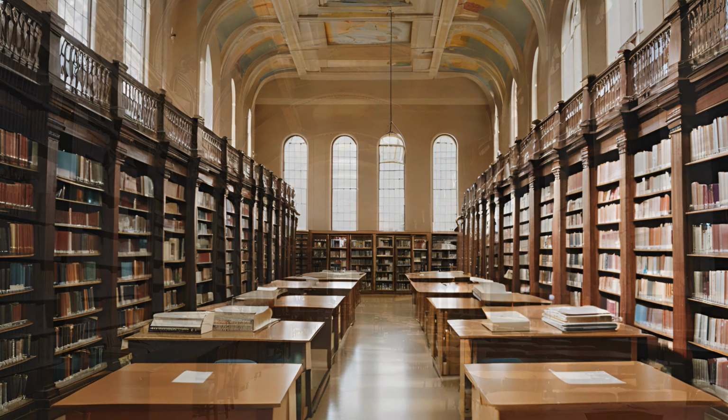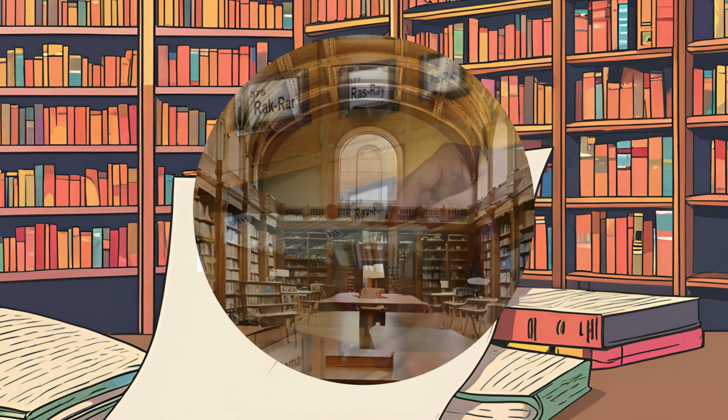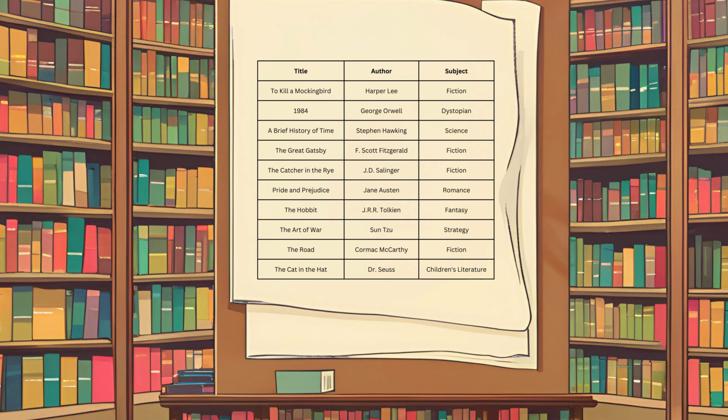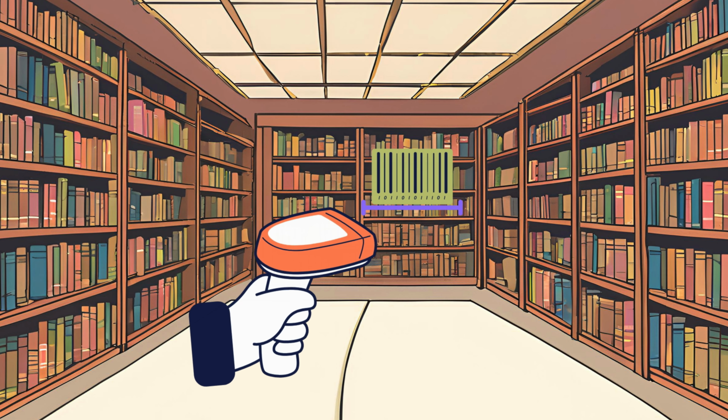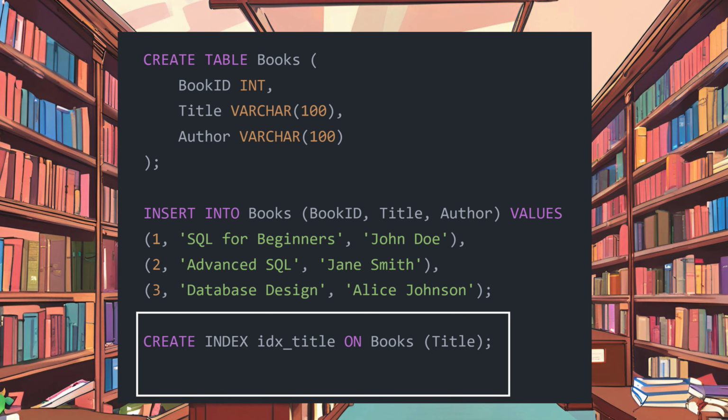Imagine you're at a library. To find a book, you use the card catalog, which lists books by title, author, and subject. This catalog is like an index in SQL. Instead of scanning every book in the library, you look up the title in the catalog, which points you directly to the book's location. CREATE INDEX idx_title ON books(title).